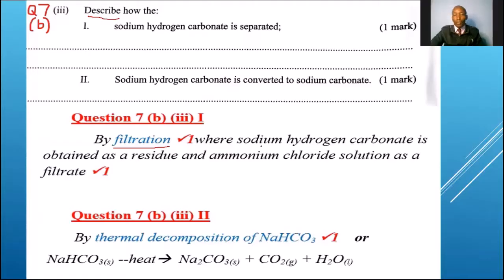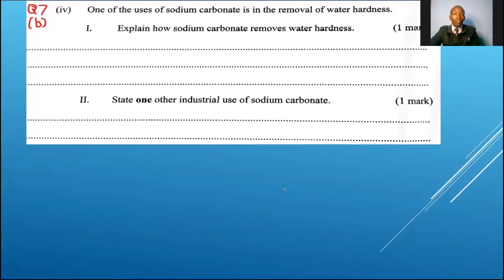Filtration, where sodium hydrogen carbonate is obtained as a residue and ammonium chloride is the filtrate. But our interest is to obtain the residue. If I want to obtain sodium carbonate from sodium hydrogen carbonate, thermal decomposition: heating sodium hydrogen carbonate, you end up with sodium carbonate. That is that. One of the uses of sodium carbonate is to remove water hardness.